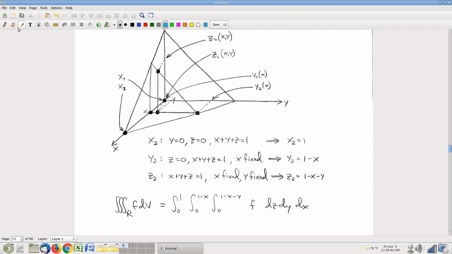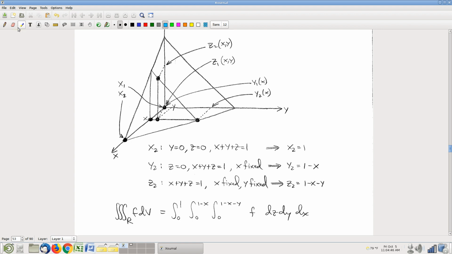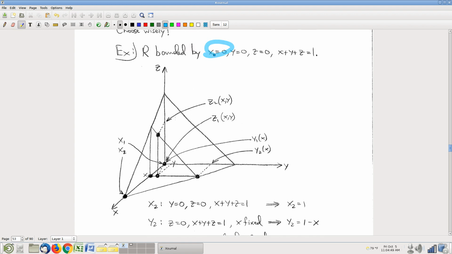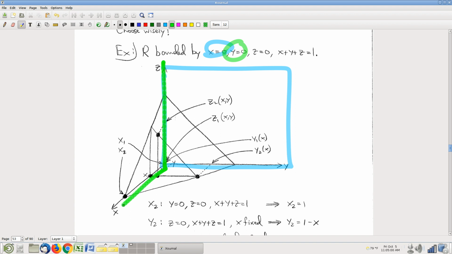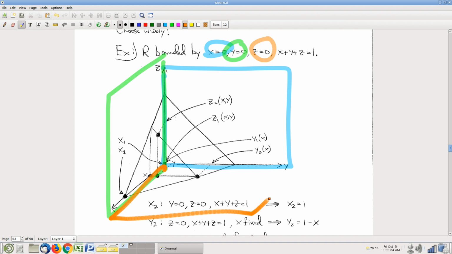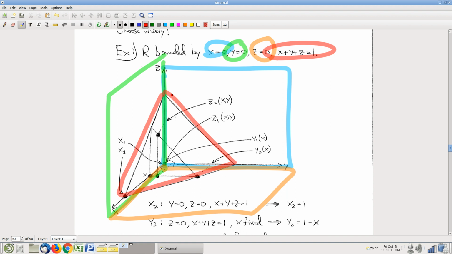So I'm going to take a really easy starting example bounded by these 4: x equals 0, y equals 0, z equals 0, and x plus y plus z equals 1. I think you can see that gives you a solid that's just this tetrahedron. Everybody happy with that? Okay.